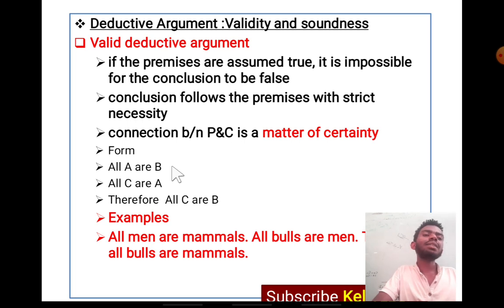Conclusion strictly follows the premises. It is the connection between premises and the conclusion. The connection between premises and the conclusion is a matter of certainty under deductive argument.